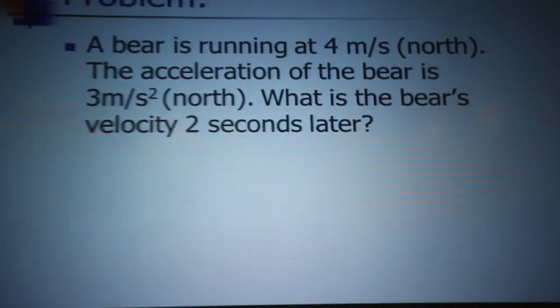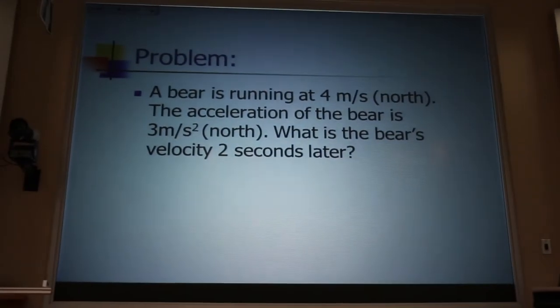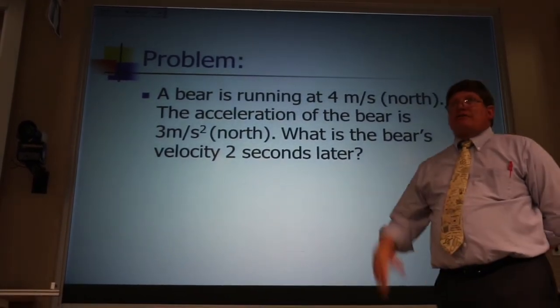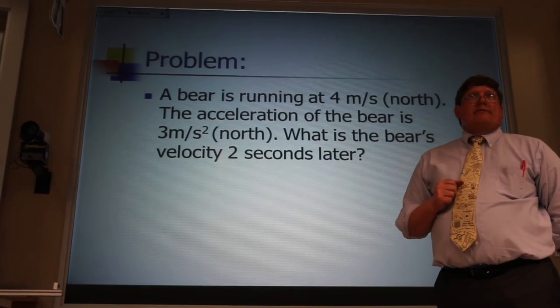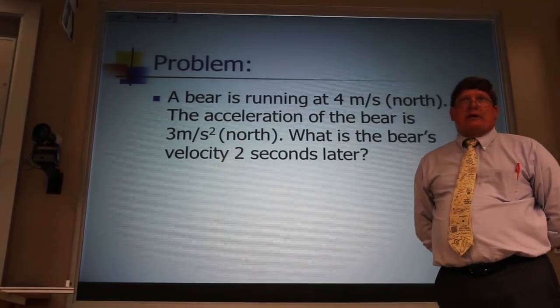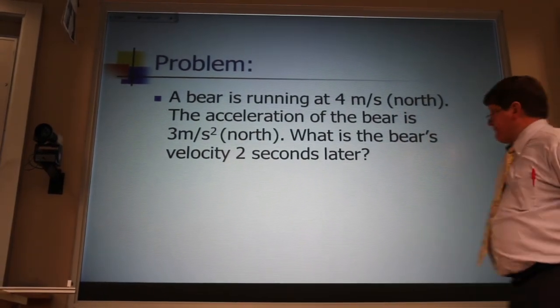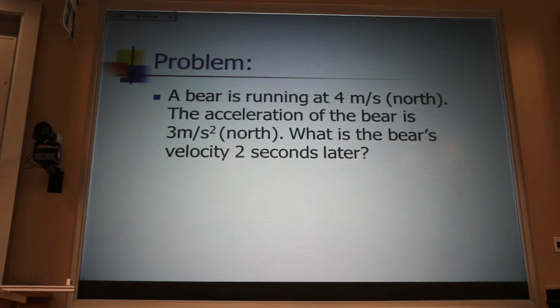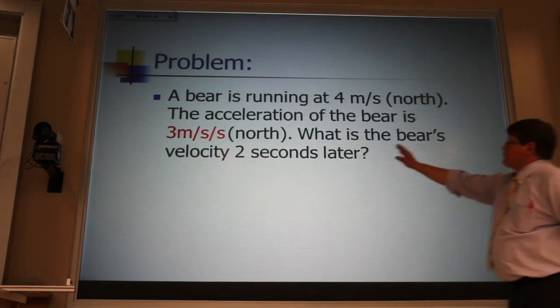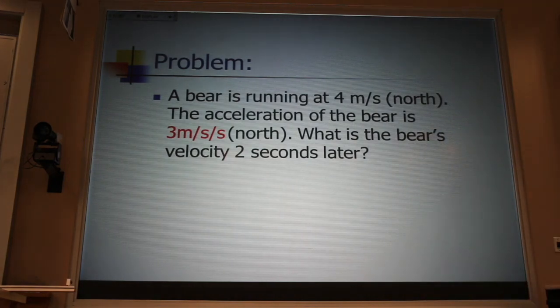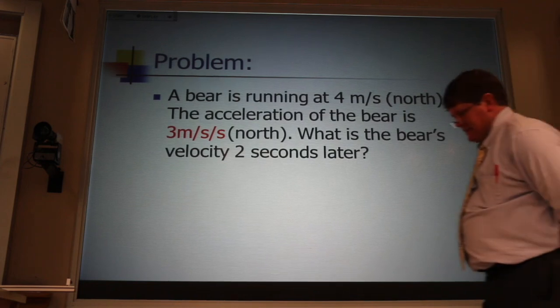A bear is running at 4 meters per second north. The acceleration of the bear is 3 meters per second squared. Now, meter per second squared is a legitimate unit for acceleration. It's what's used in most textbooks. But sometimes trying to visualize a square second is tough. So I'm going to try, whenever possible, to write that as 3 meters per second for each second. The question is, what's the bear's velocity 2 seconds later? So really quick with your neighbor. What's the bear's velocity 2 seconds later?